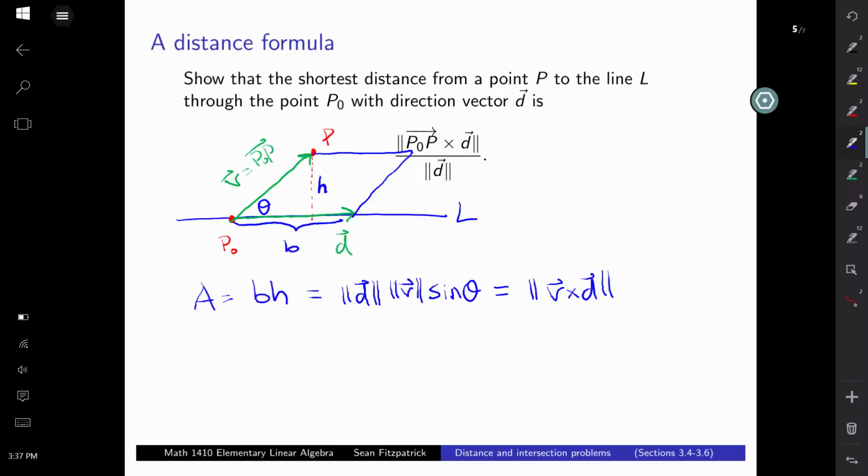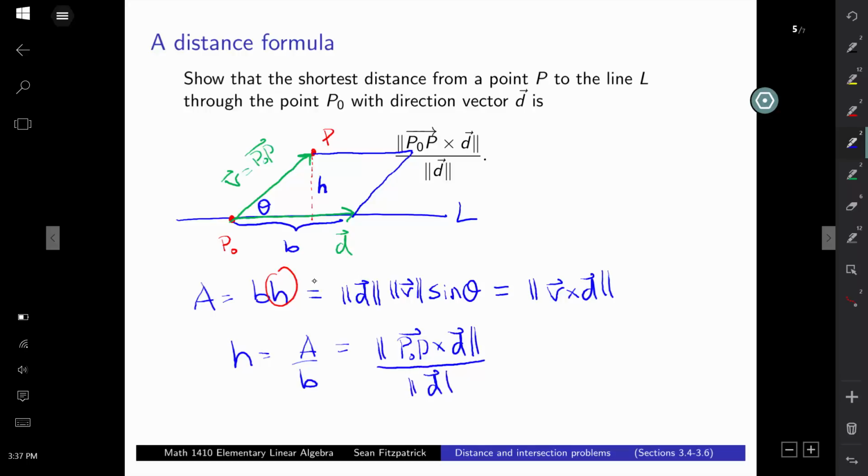Well, we've got it now, right? Because I know this already. I know that this is the area of the cross product. We've gone over that. And what do I want here? I want h. I want to solve for h. h is that distance. So h is, well, the area over the length of the base. So it's simply the magnitude of the cross product over the magnitude of d, which is that formula we're looking for.